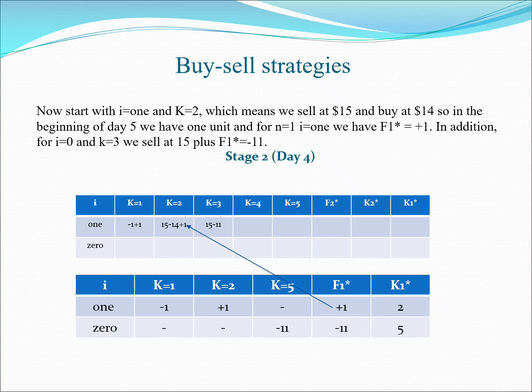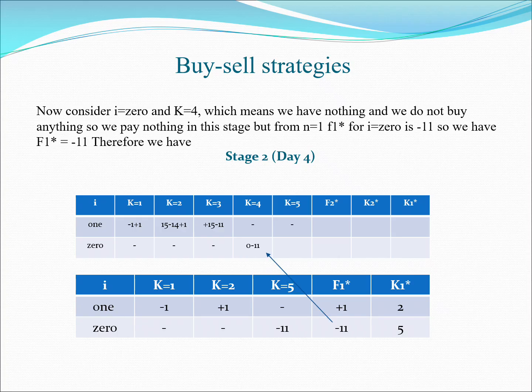In addition, for I equals 0 and K equals 3, we sell at 15 plus F1 times negative 11. Now consider I equals 0 and K equals 4, which means we have nothing and we do not buy anything, so we pay nothing in this stage. But from N equals 1, F1 star for I equals 0 is minus 11. So we have F1 star equals minus 11.